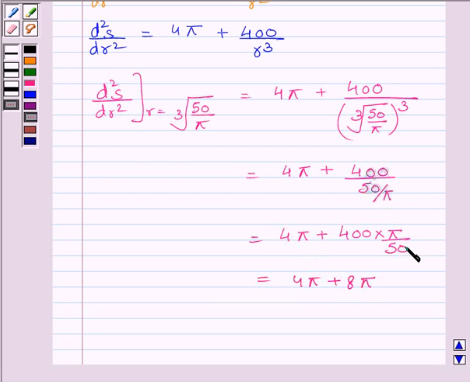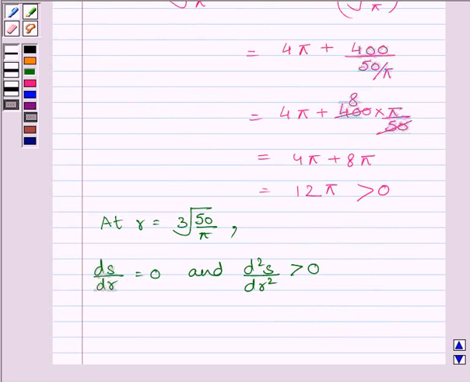We know 50 multiplied by 8 is equal to 400. Now this is equal to 12 pi. 4 pi plus 8 pi is equal to 12 pi. Now this is greater than 0. Now from above discussion, we know at r is equal to cube root of 50 upon pi, ds upon dr is equal to 0 and d square s upon dr square is greater than 0. So this implies surface area is minimum at r is equal to cube root of 50 upon pi.